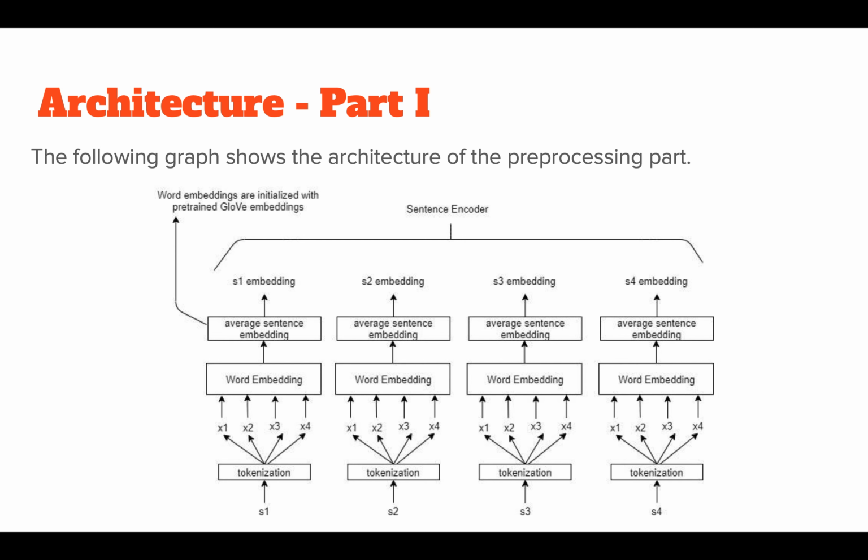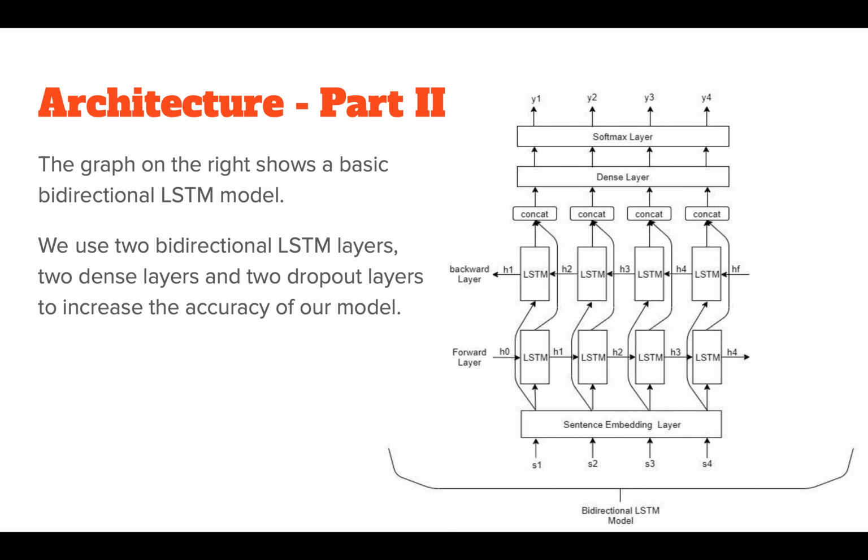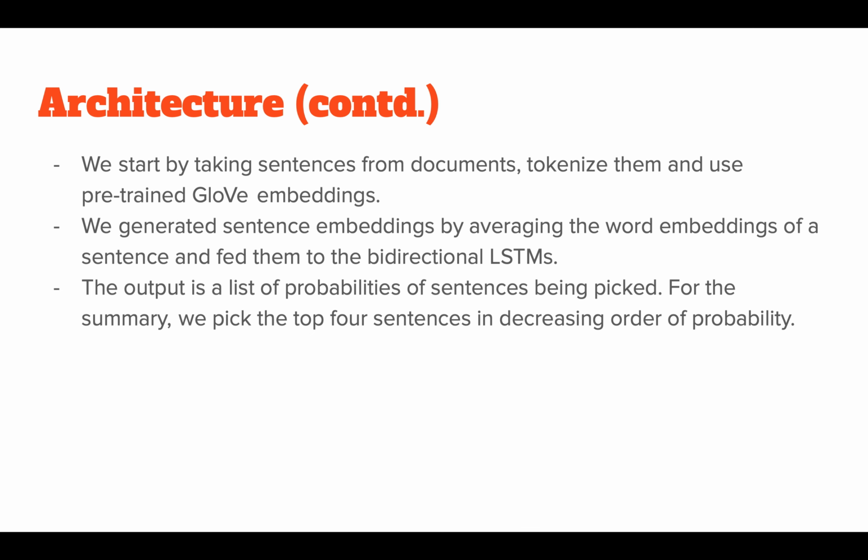We took the sentences available in the dataset and we tokenized them, and we used pre-trained GloVe embeddings to generate sentence embeddings for these sentences. And then we fed these sentence embeddings into a bidirectional LSTM model, which had a dense layer and then a softmax layer as the output layer. And we got back a list of probabilities of the sentences that were picked. For the summary, we picked the top 4 sentences in decreasing order of probability.